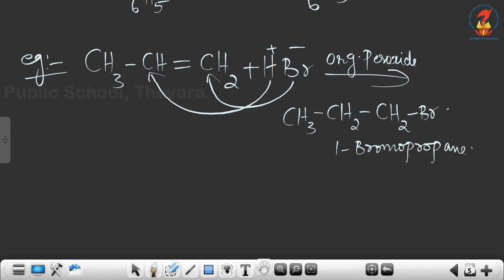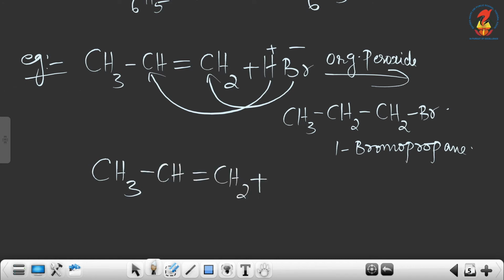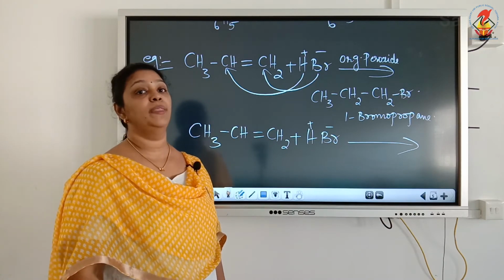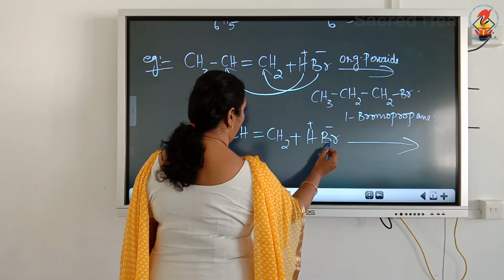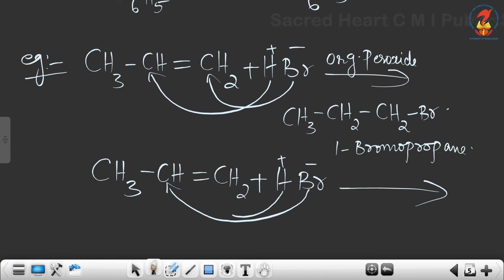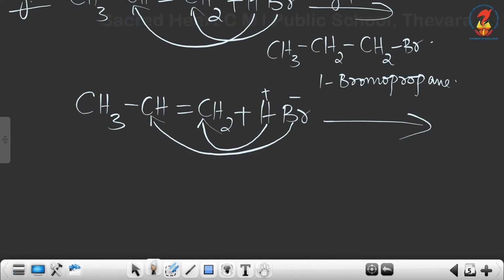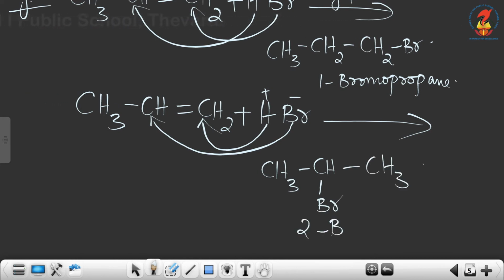Okay, now I'll write the same equation with Markovnikov's rule: propene, which we already wrote, but still, plus HBr. Here, above the arrow, nothing is mentioned, which means addition takes place according to Markovnikov's rule. So the negative part will add to the carbon with fewer hydrogens, and H plus will add to the other carbon. So what will be the product in this case? It will be CH3 CHBr CH3, and the name of this product is 2-bromopropane.